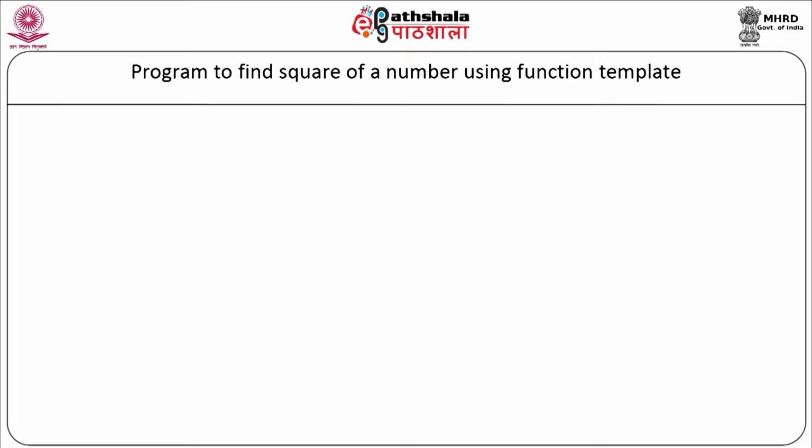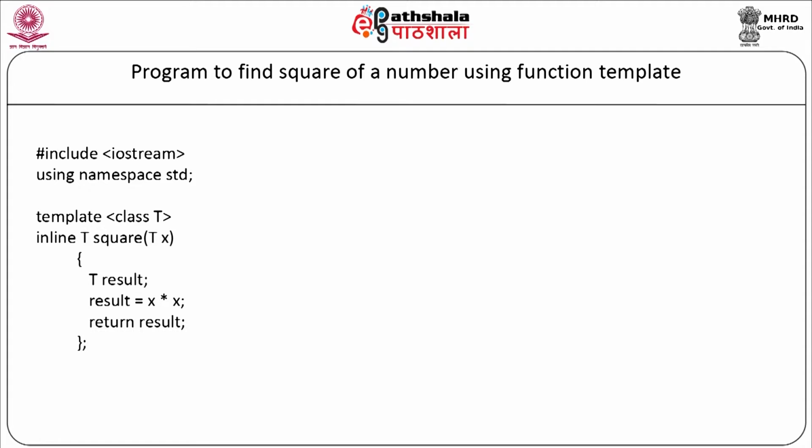Now, let us see one more program to find the square of a number using the function template. We will start with the program: #include <iostream>, using namespace std, template <class T>, inline T square(T x). As you can see, this particular function is declared as inline. We will start with the function body: T result; result = x * x; return result; end of the function template. This particular function is an inline function.